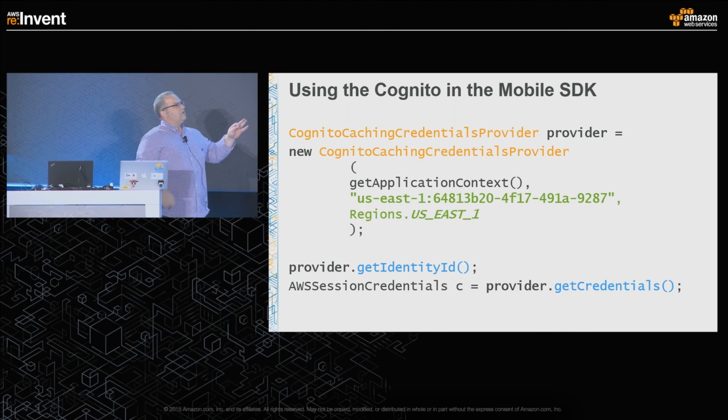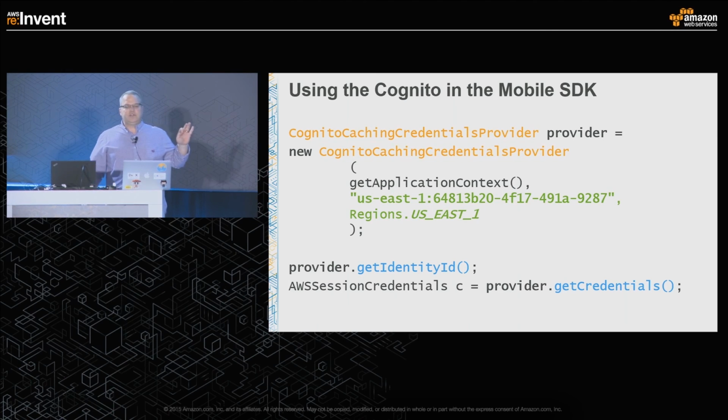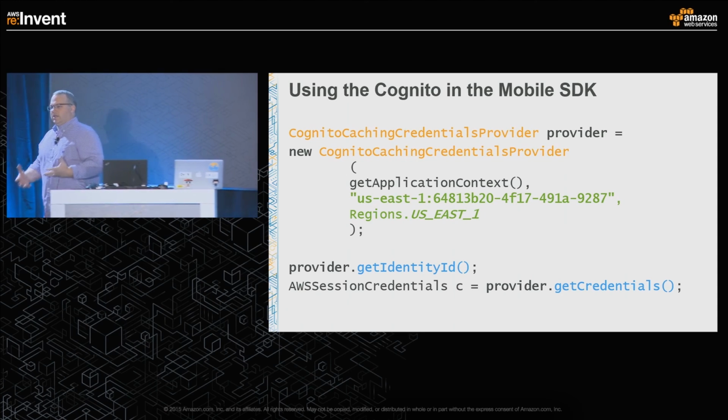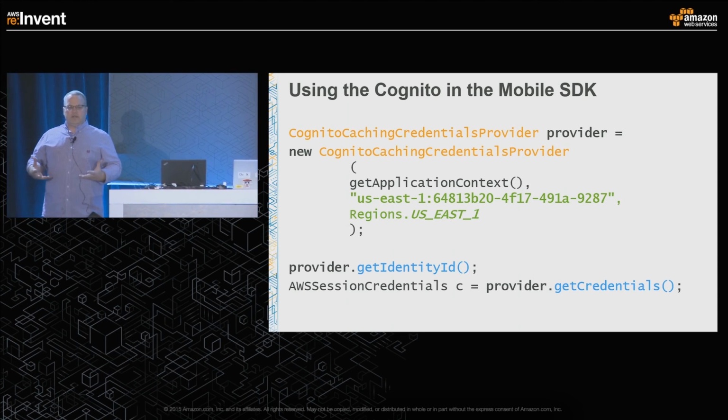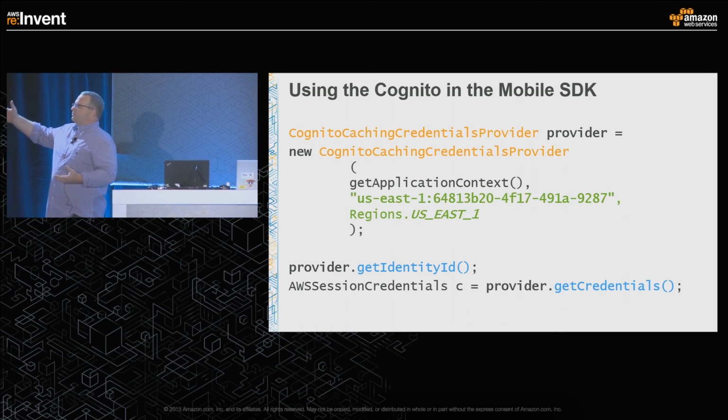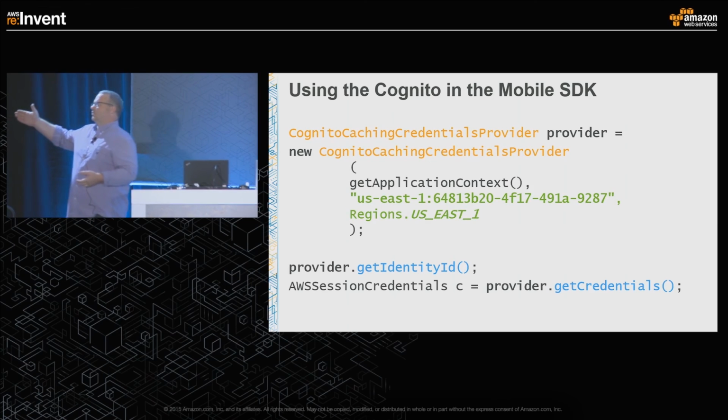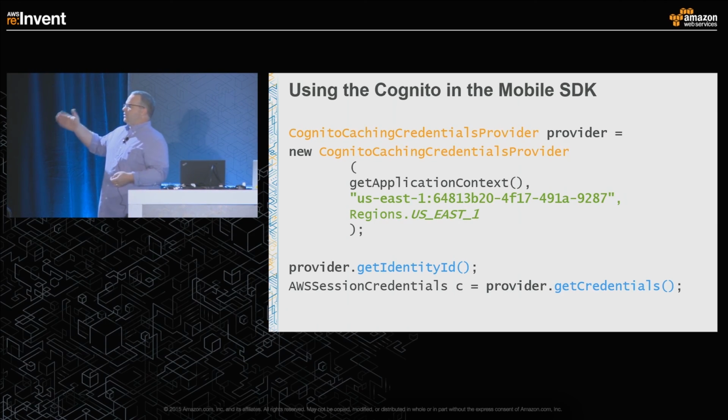So what we have on the screen here is an example of using the mobile SDK. This is the last time I'm going to show you the SDK during the presentation, mostly because this SDK, like good SDKs, abstracts a lot of the details about what's going on. So if I was coding Android, like this example here, I would create something called a credentials provider, and then I would use that credentials provider to get an ID, and then get credentials for that ID. And that is really simple.